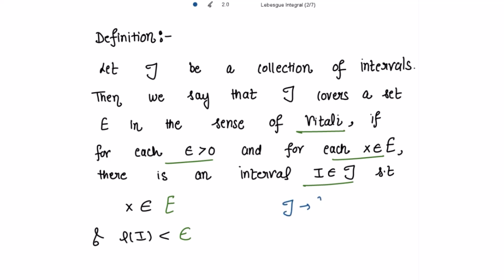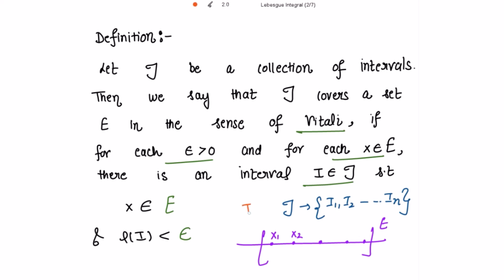Suppose tau is a collection of intervals, let's say I1, I2 up to In, and it covers the set E. If for each epsilon positive and for each x belonging to E, let's say here I'm having x1 and this is x2 and so on, then there is an interval, let's say I1, belonging to this collection such that this interval I1 contains the point x1 and the length of interval I1 is strictly less than epsilon.